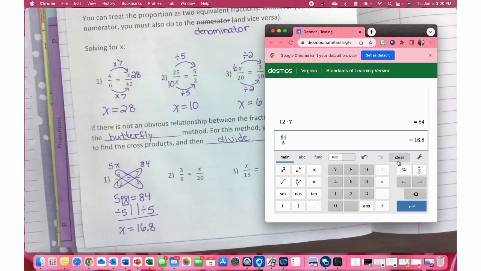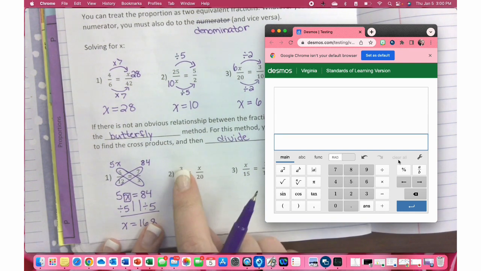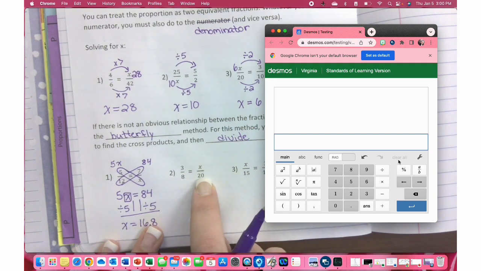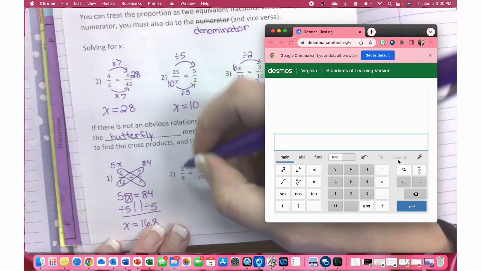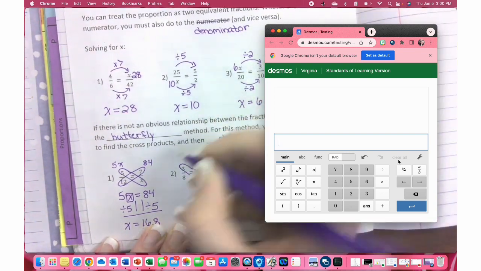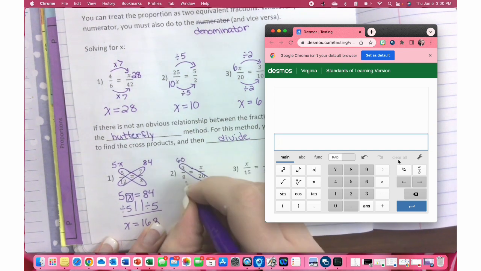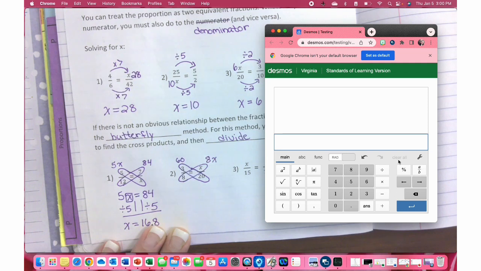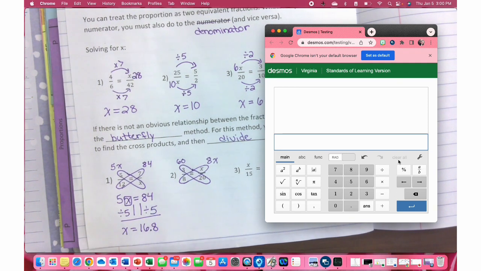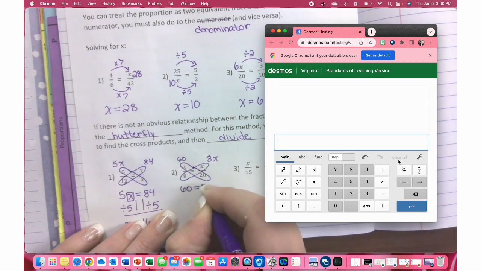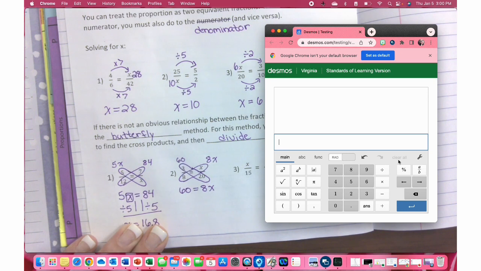All right, number 2. Again, there's no easy way to turn the 8 into a 20. 20 is not a multiple of 8. So I'm going to cross multiply. So 20 times 3 is going to give me 60, and 8 times x will give me 8x. If this is a proportion, then by default, I know that my cross products are equal. So that means that 60 is equal to 8x.